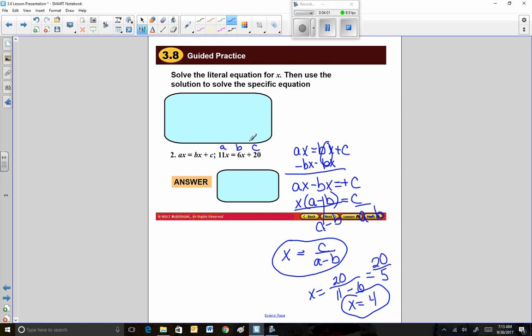Now, I would not suggest using literal equations to solve for problems like this. If you were just given this, just use your multi-step equation algebra skills to solve for x by itself.